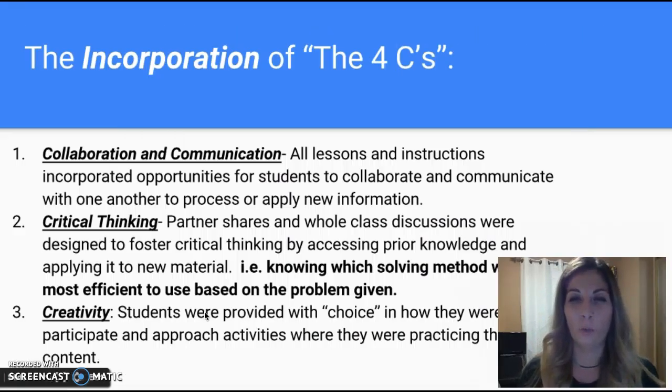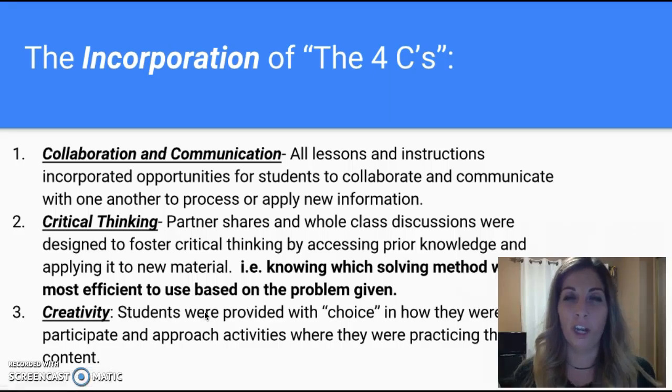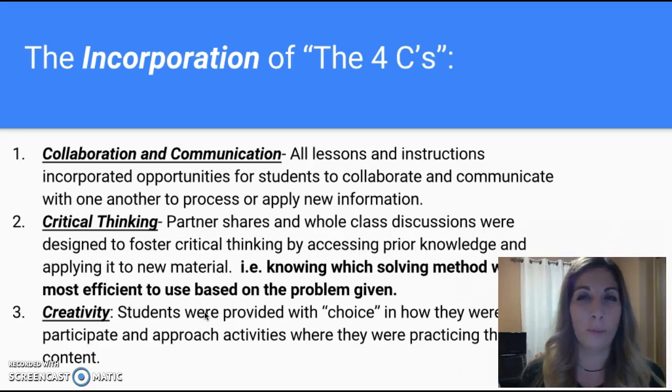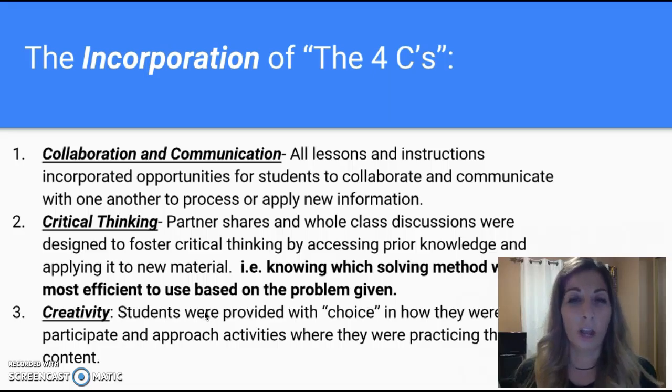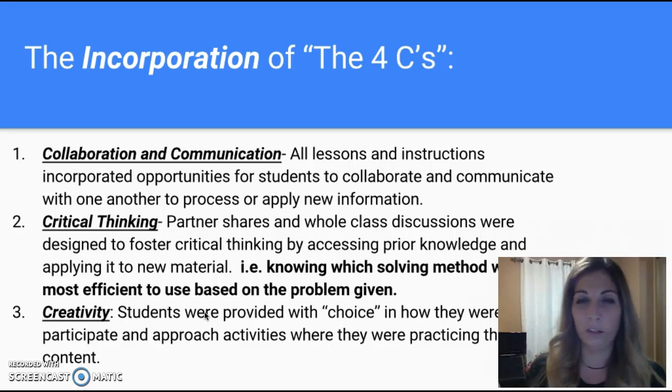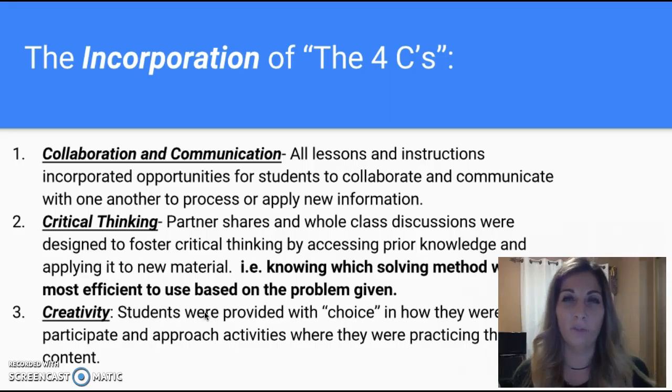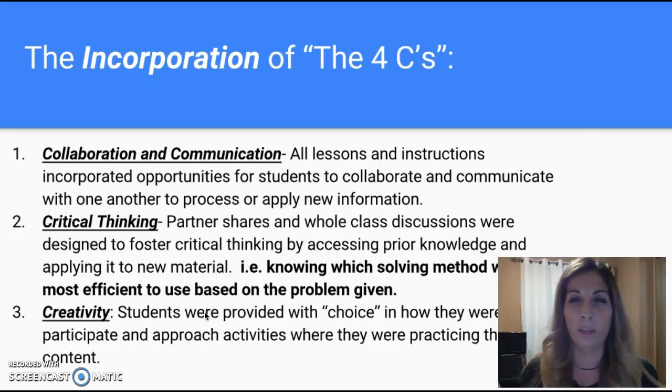Here is where I talk about the way in which I incorporated the 4 C's into my unit of study. I use collaboration and communication in almost every one of my lessons. Students were always encouraged to collaborate with one another and talk out their thoughts and process the information by discussing it with others. Also, there was a lot of critical thinking involved in choosing methods of which to solve problems, as well as the choice as to which method they were most comfortable with and then using that method to solve them.